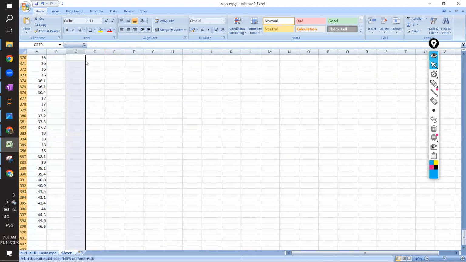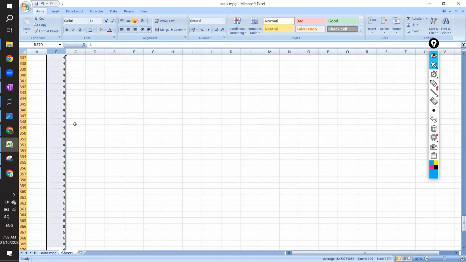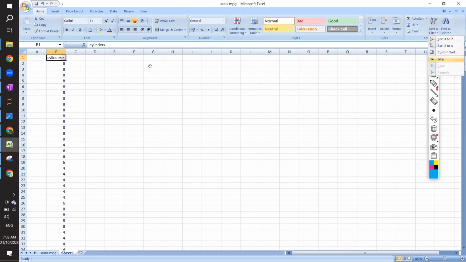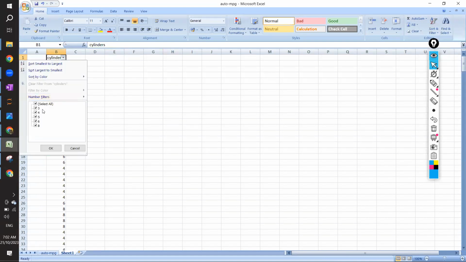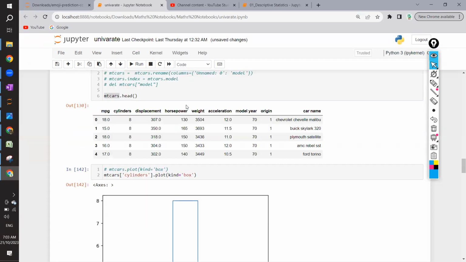If you see the unique values of the cylinder, there are only 5 unique values: 3, 4, 5, 6, 8. So the maximum value is 8, and it is not having any Q4 or upper bound. But let me take horsepower. How does it look?